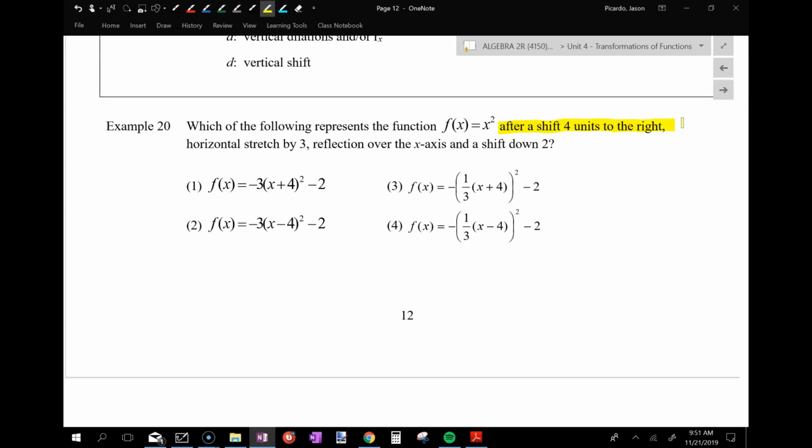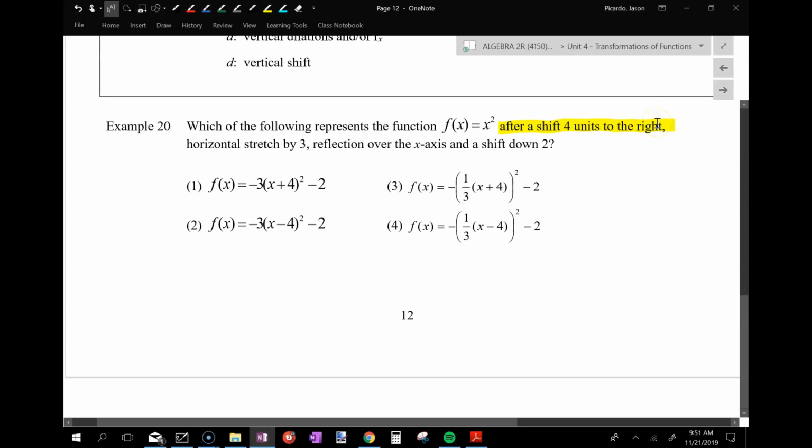What kind of motion was that, vertical or horizontal? Horizontal. Horizontal changes x's or y's. So am I inside or outside? Is it going to be the opposite or the way I would imagine it should be? The opposite. So if I'm shifting 4 units to the right, I'm not looking for a +4, I'm looking for a -4. So I'm going to get rid of 1 and 3. Those don't make any sense. Can't be +4, otherwise I'd be shifting where? To the left.